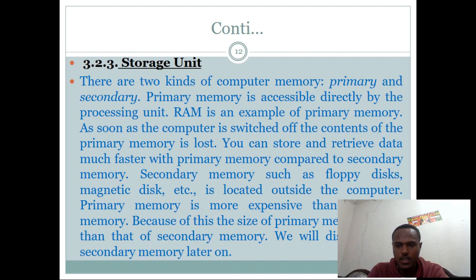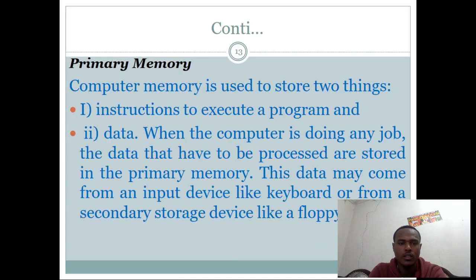Secondary memory, such as flash disk, floppy disk, and magnetic disk, is located outside of the computer. They are not found inside the computer system; rather they are out of the computer system. And one thing is that primary memory is more expensive than secondary memory. Because of this, the size of primary memory is less than the secondary memory. We will discuss the secondary memory later. Now let me see primary memory.